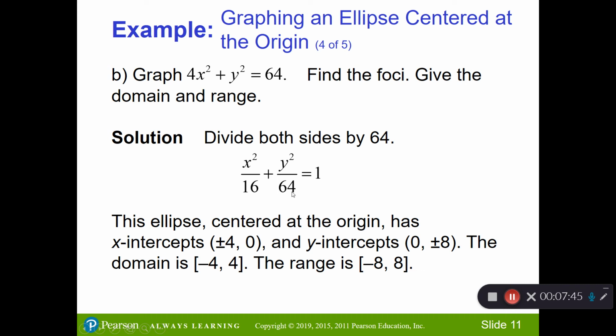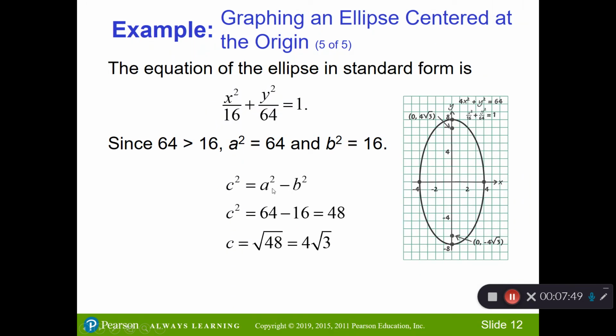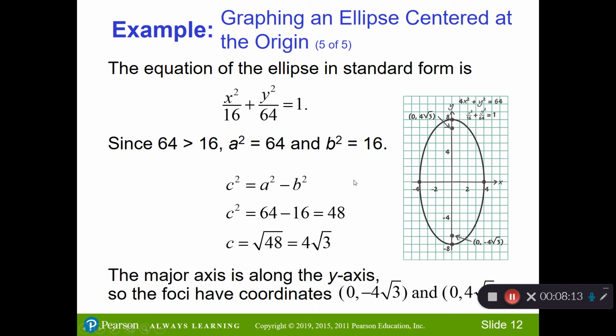Now let's find the c. We're going to go 64 minus 16. 64 minus 16 gives me 48. Square root it, and we get 4 root 3. Of course, that's a little less than 7, because square root of 49 is 7. So I'm going to plot those, plot the 8 and the -8, then 4 and the -4, and then draw my ellipse through those points. And it looks like so. Notice my domain is -4 to 4, and my range is -8 to 8.